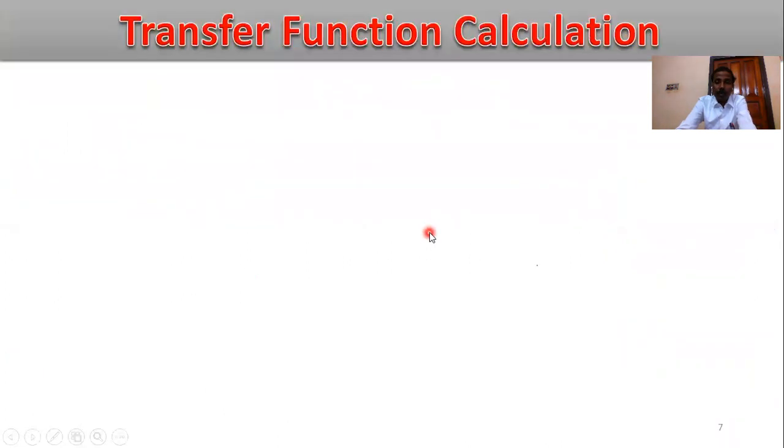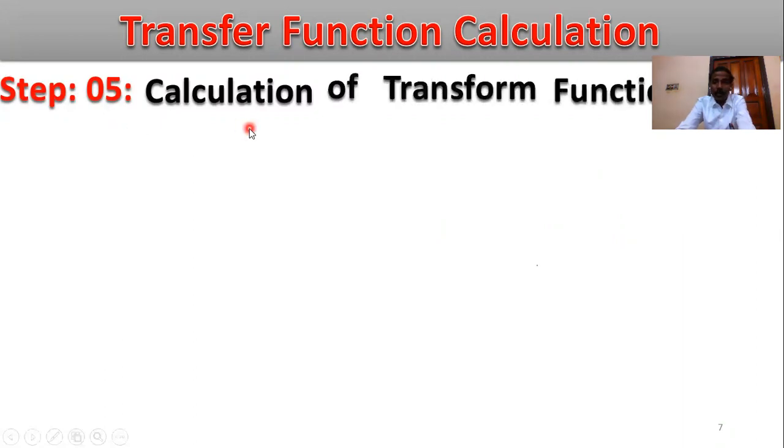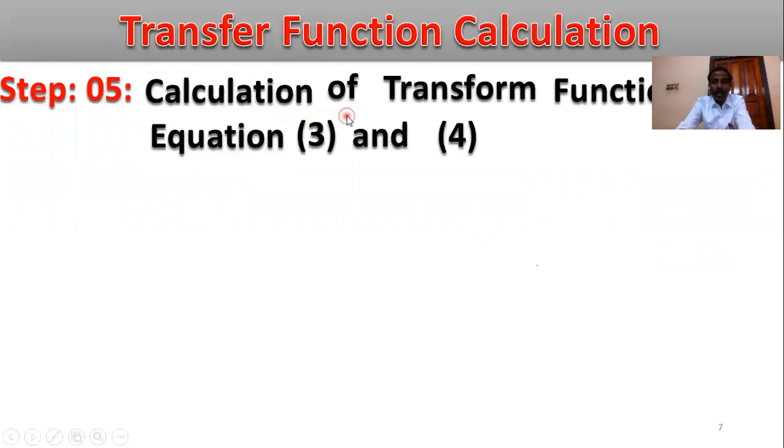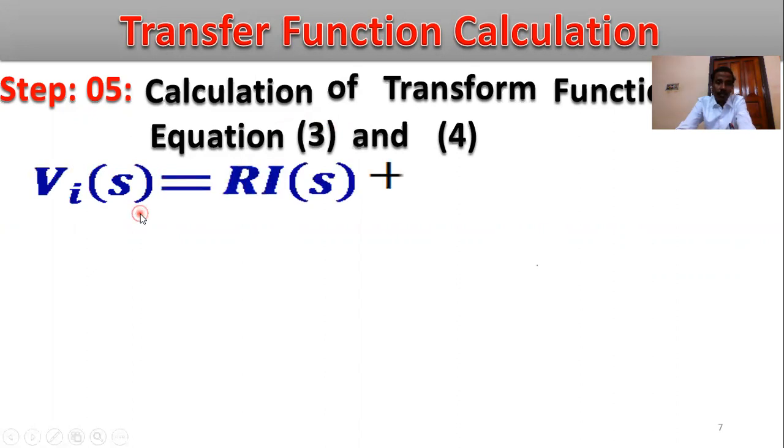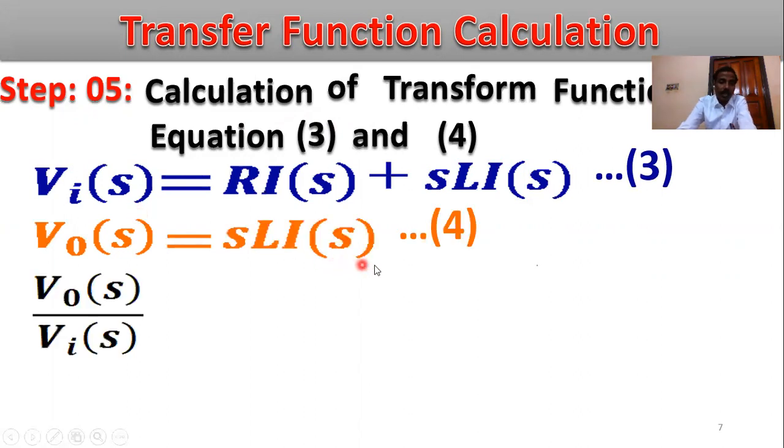Calculate the transfer function from equation 3 and equation 4. So this is step number 5. What is step number 5? Calculate the transfer function of equation 3 and equation 4. And we get V_i(s) equals R I(s) plus s L I(s), and V_o(s) equals s L I(s). This is equation number 4.